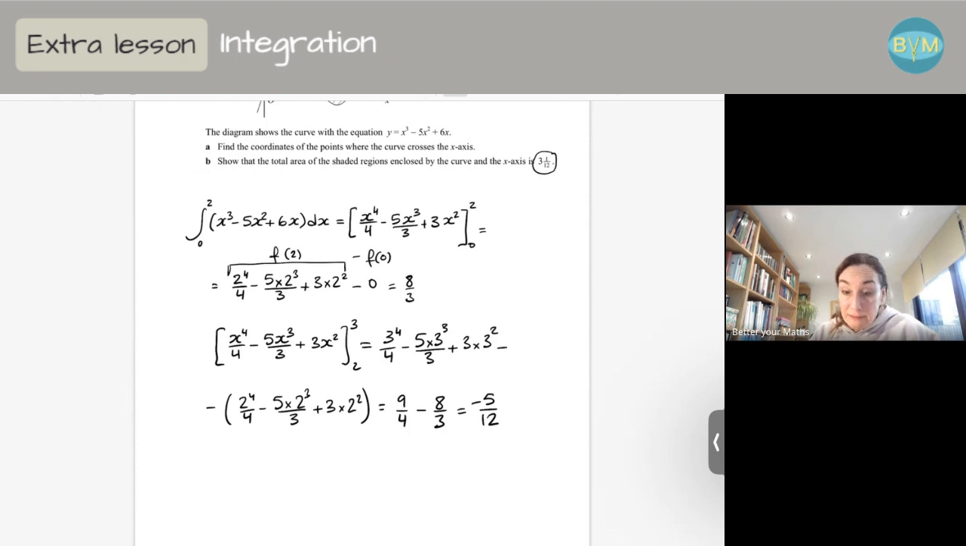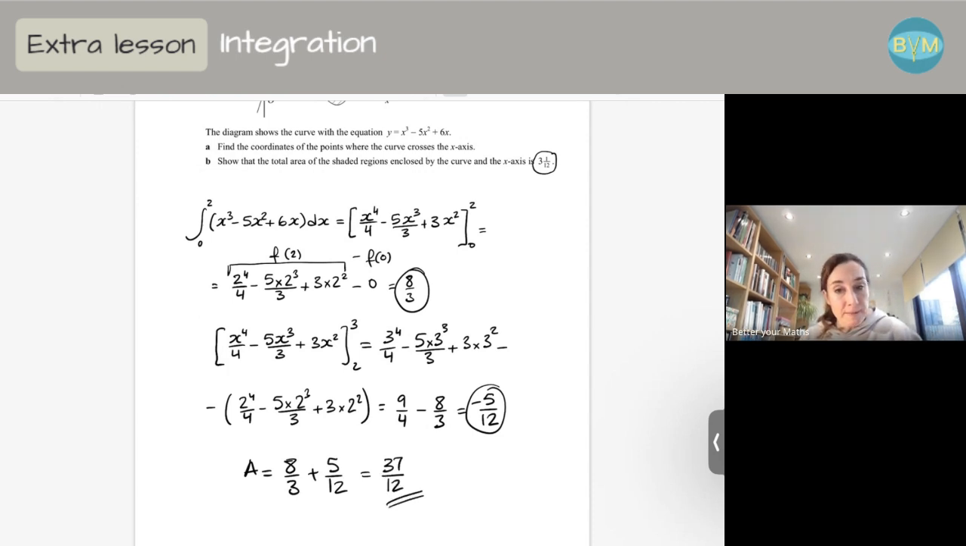So the area, that's what they are asking, is going to be the first bit positive, 8/3, plus the second bit but positive as well, 5/12. So I get 37/12, and that's the area. Do you get that value? Okay, excellent. So this is how we find the area.